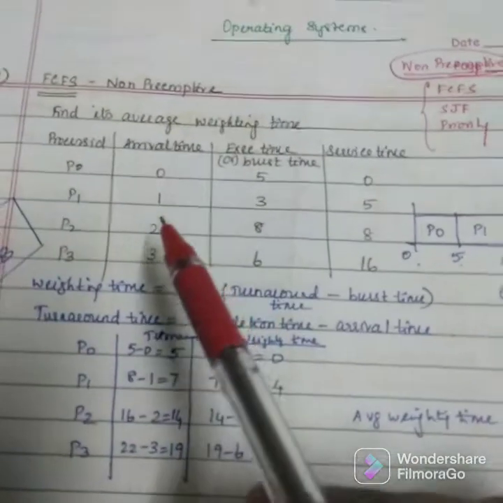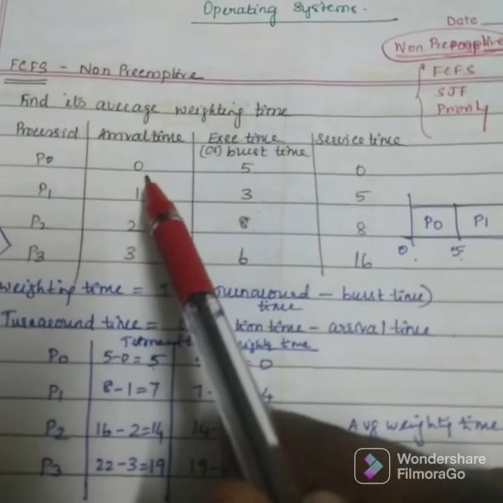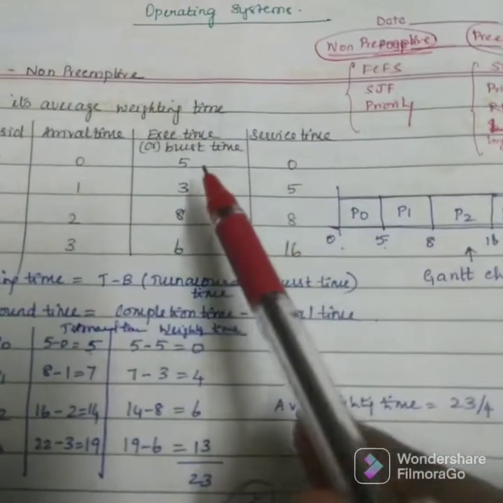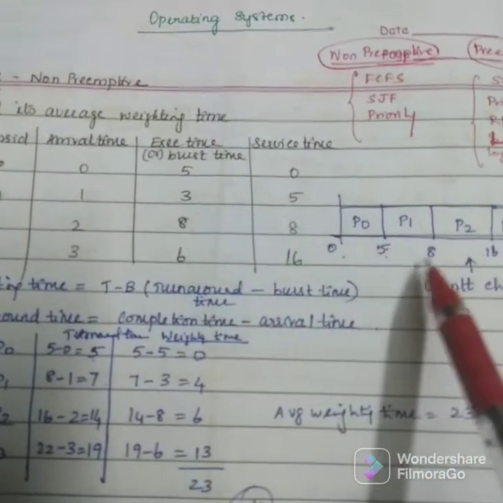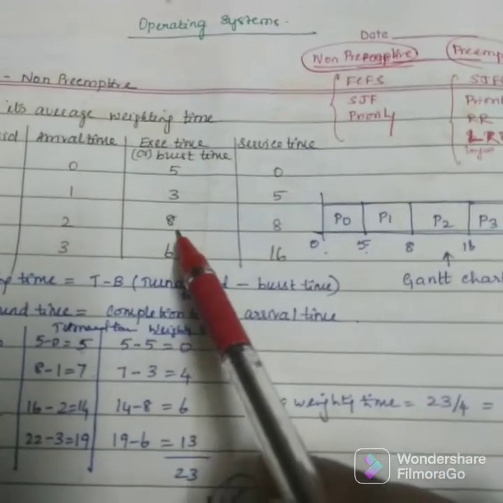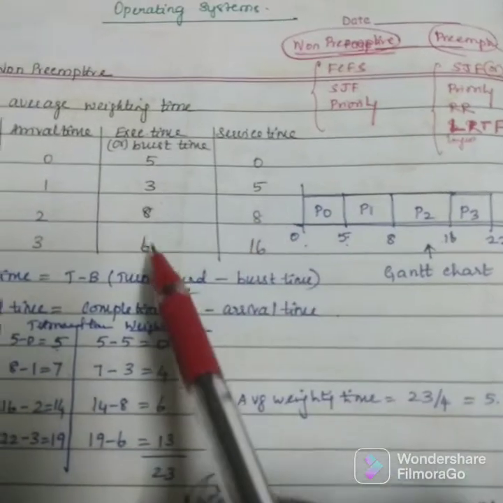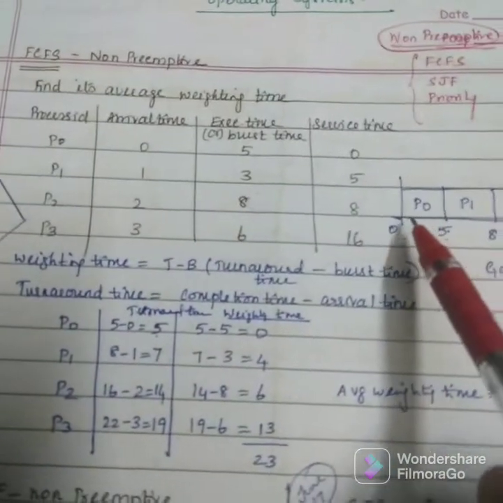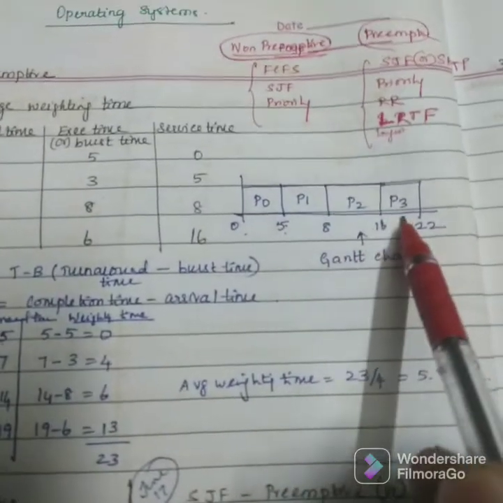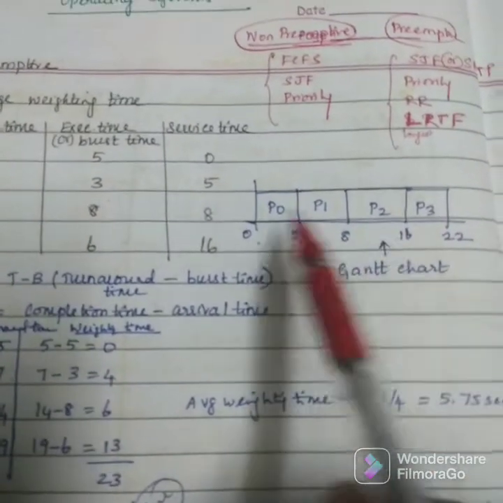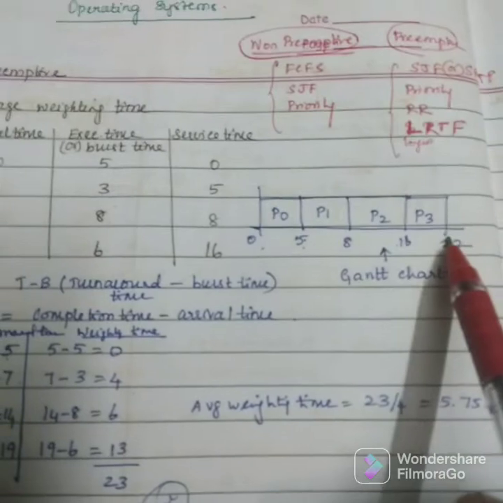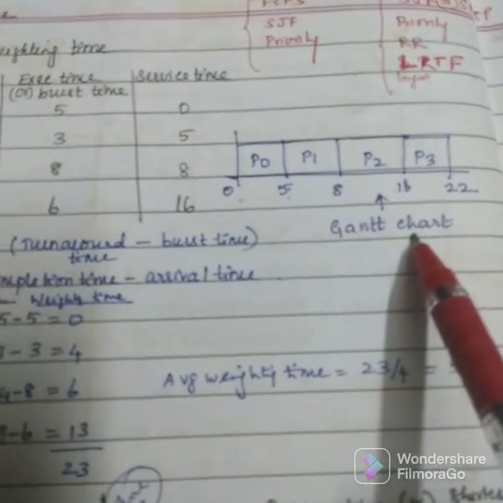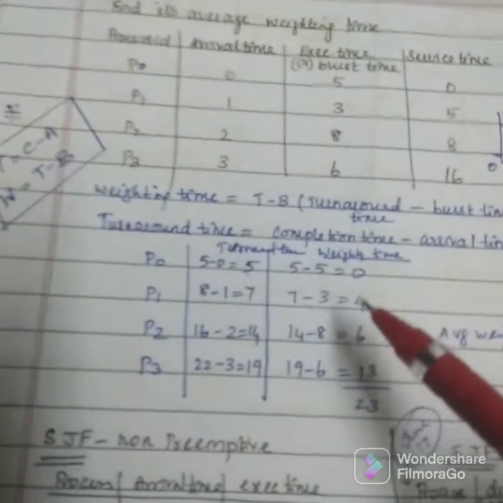I repeat, starting is 0, then 5, then we are adding 3, so 8, then adding 8, so 16, then adding 6, so 22. So P0, P1, P2, P3. First come, first served, so in that order it will be using the resource. After putting this Gantt chart, we can substitute the formula.